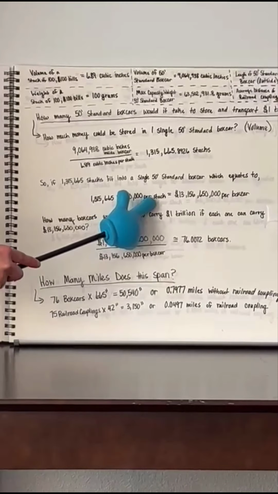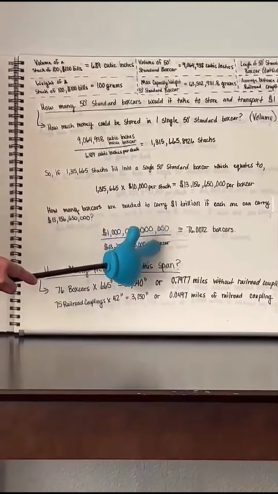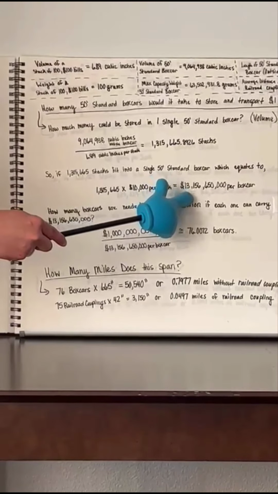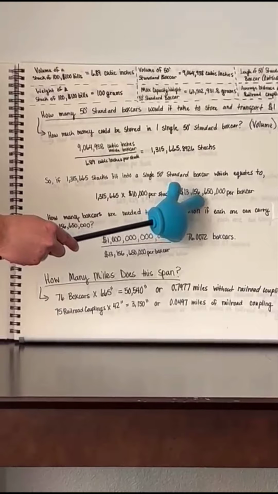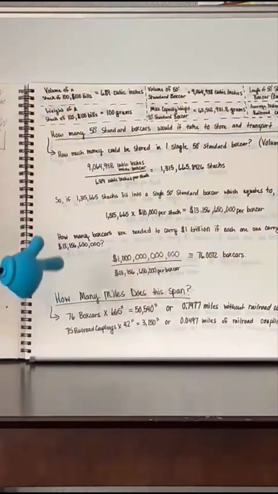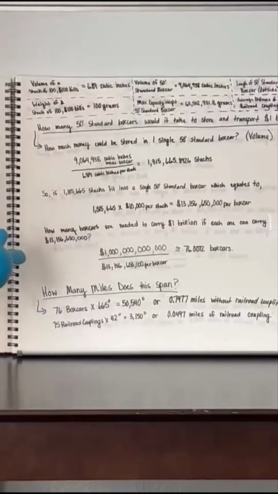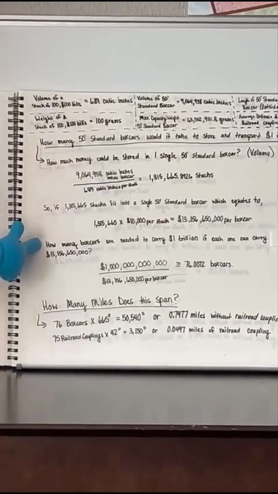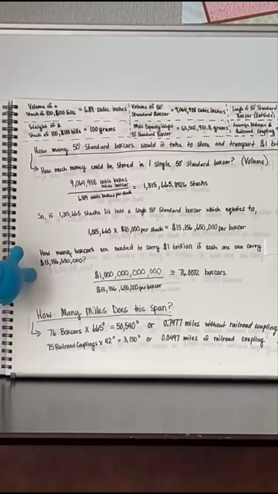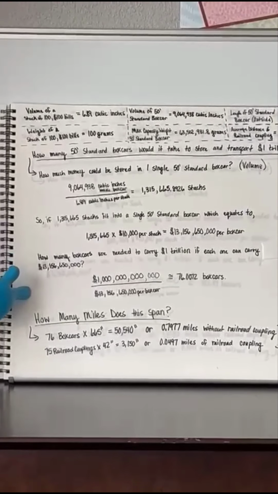1,315,665 times $10,000 per stack, giving us a total of $13,156,650,000 per boxcar of cash that could fit. So, knowing this, how many boxcars are then going to be needed to carry $1 trillion if each boxcar can carry this amount of money?